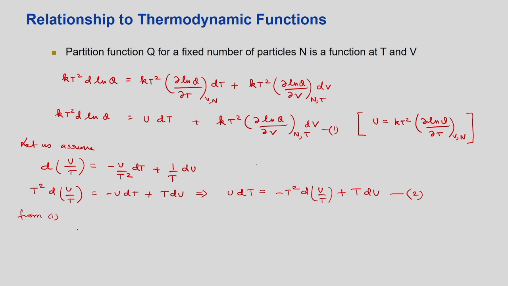I am just writing it in a different manner. From the first expression, I take this entire term to the right-hand side. U dT is nothing but kT² d ln Q, and then this one will be negative: minus kT² ∂ln Q/∂V at N and T into dV. I have done nothing yet, just rearranged expression 1 for U dT. Now I will replace this U dT from expression 2.